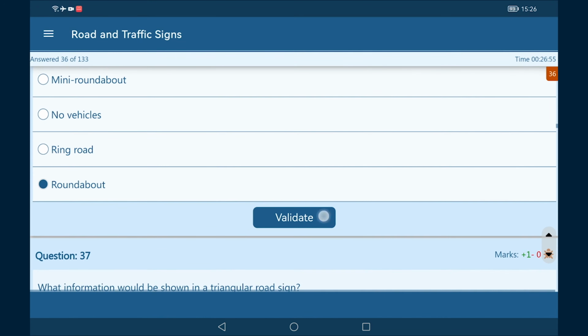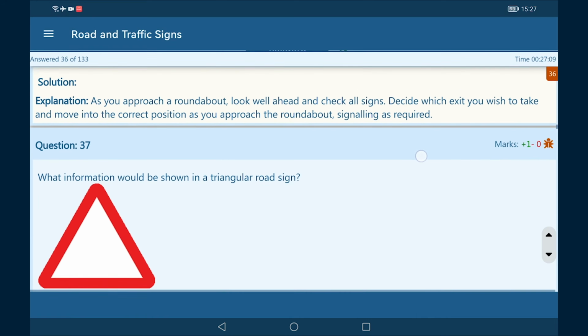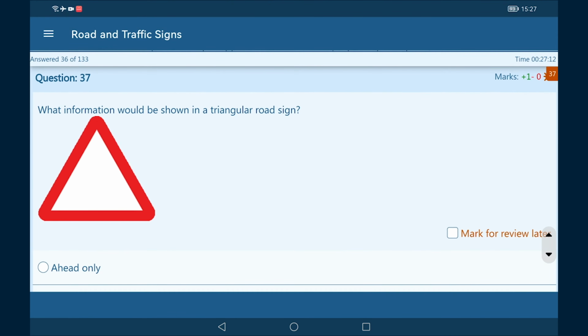Explanation. As you approach a roundabout, look well ahead and check all signs. Decide which exit you wish to take and move into the correct position as you approach the roundabout, signaling as required. Question 37. What information would be shown in a triangular road sign?